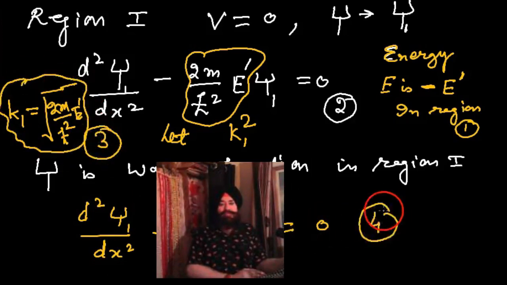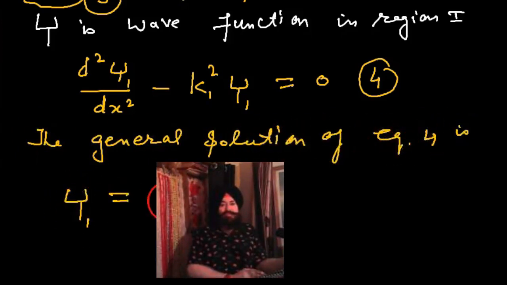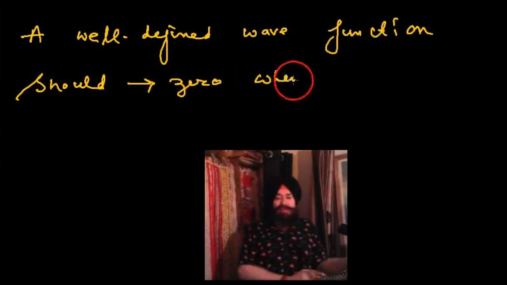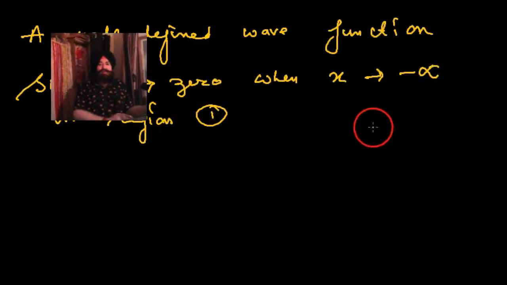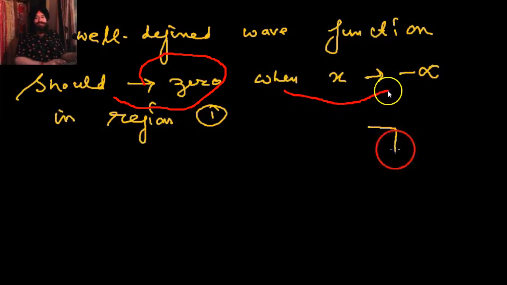Now what about the general solution of this equation? Psi 1 equals A e raised to power minus k1 x plus B e raised to power k1 x. Now there is a property of the well-defined wave function. This is a very important property of any valid wave function: it should approach 0 when x tends to infinity or minus infinity.